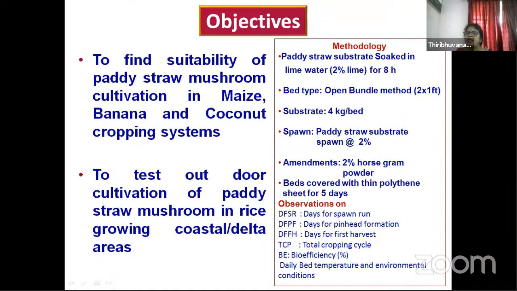The observations recorded are the days for spawn running, days for pinhead formation, days for first harvest, the cropping cycle, as well as the daily bed temperature and the microclimatic conditions.